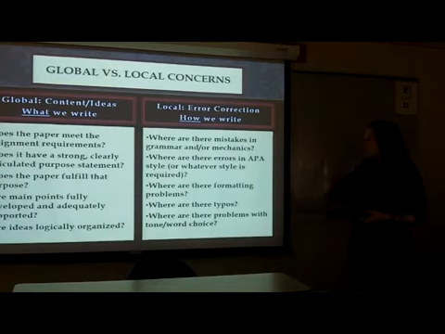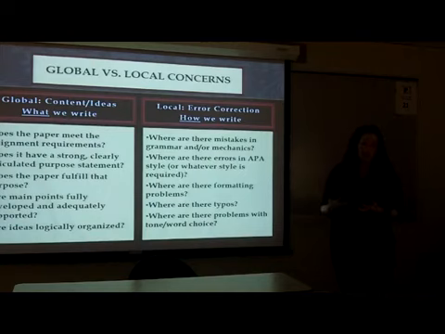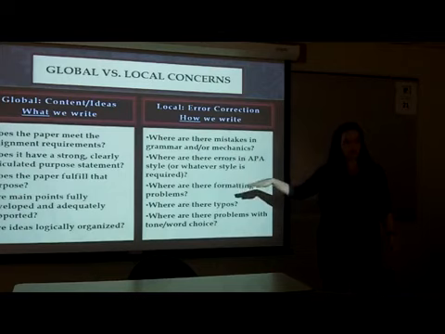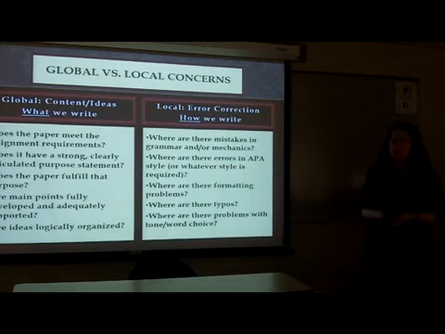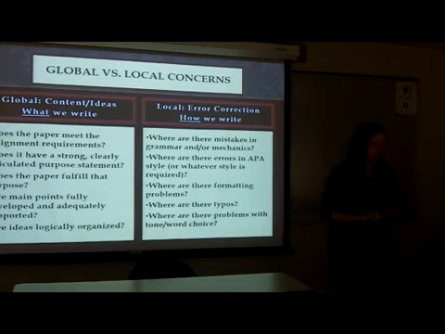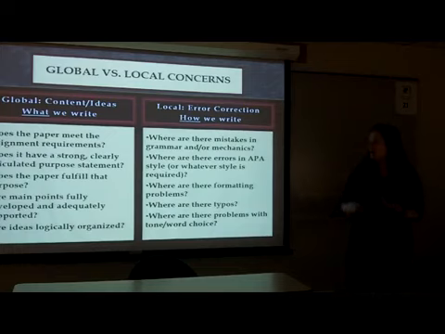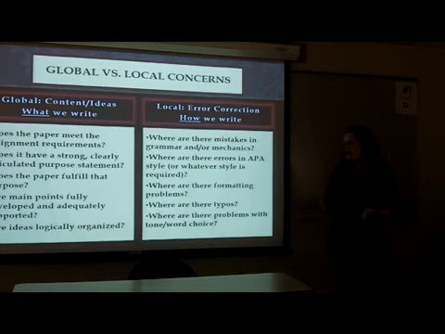Local concerns have to do with error correction, and it's how we write. Okay, we've got what we write and how we write, 2 categories. So some examples of global content-related critique: Does the paper meet the assignment requirements? Does it have a strong, clear purpose statement? Does the paper fulfill that purpose? Are the main points fully developed? Are they adequately supported? Are ideas logically organized, right? All that is sort of deep stuff.